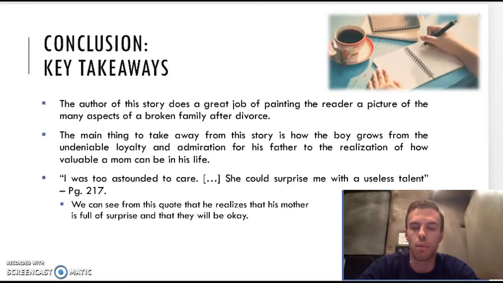The boy wakes up at the end of the story and realizes that his father will continually disappoint him while his mother will continually surprise him. We can see this from this quote: "I was too astounded to care. She could surprise me with a useless talent." We can see from this quote that the son finally realizes that his mother is full of surprise and that they will be okay.